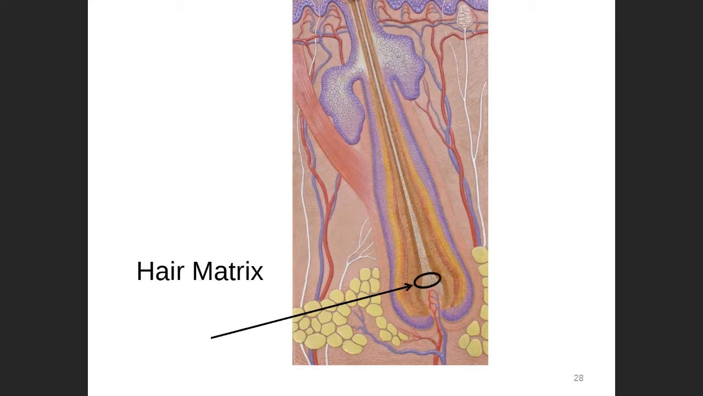So these cells are rapidly dividing. It's right above the hair papillae. That's called the hair matrix. As these cells are rapidly dividing, the older cells get pushed towards the surface, upwards, outwards. So where all that division is going on, that's the hair matrix.